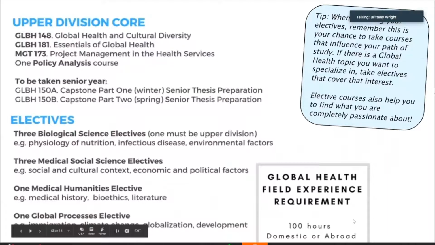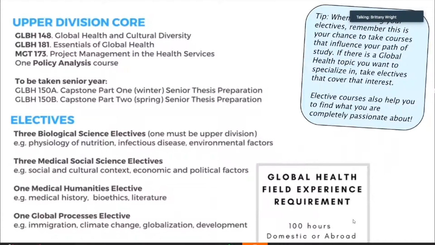Now we're going to look at the upper division core. So you'll be taking Global Health 148, Global Health and Cultural Diversity. This is a cross-listed course with ANSC 148. Some of you have noticed that in fall Global Health 148 is already filled up. There's actually the same section of it offered as ANSC 148, and there's still room in that. So you're welcome to enroll in that as well, and you'll still receive the same credit.